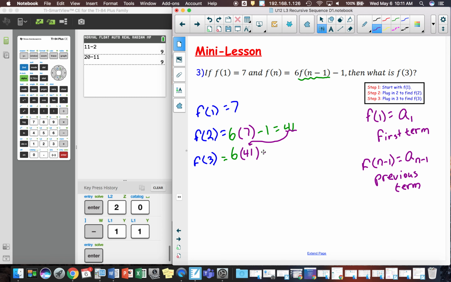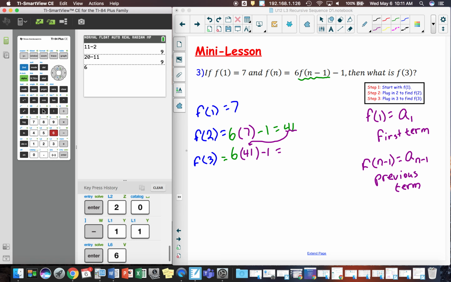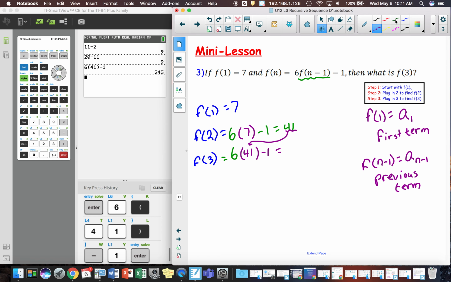41 minus 1 equals. Now my math isn't all that good, but I believe this is 246 minus 1, 245. Let's just double check it. 6 parentheses 41 minus 1. Yay, it's 245. So for this answer here, I'm mixing up my colors here. So minus 1. This one's equal to 245.